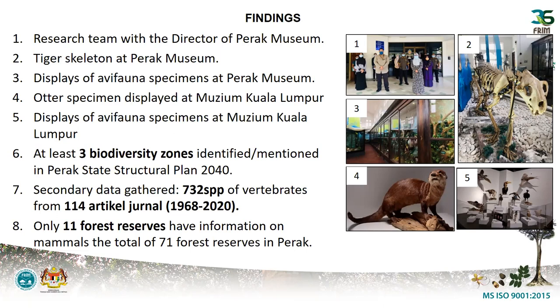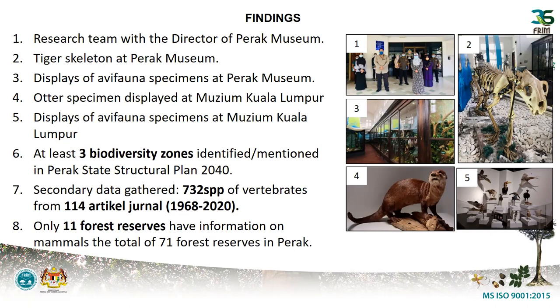Kalau perasan yang mana lalu-lalu dekat tepi KL Central yang boleh nampak dia punya, there was a time selepas PKP ketiga tu ada dia buat pameran taxidermy. So these are the good collections that has been displayed in Muzium Kuala Lumpur. And seperti saya mention, there are at least 3 biodiversity zones. And based on, since kita cerita pasal fauna, based on secondary data that have been gathered, at least 732 species of vertebrates from 114 article journal since 1968 until 2020 kita dah gathered.